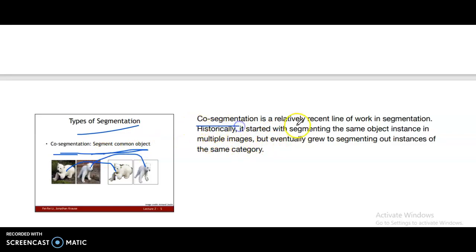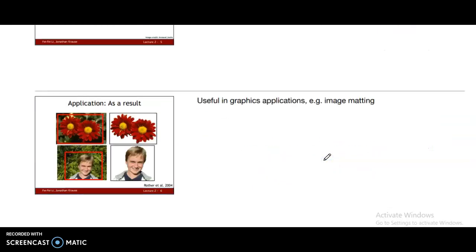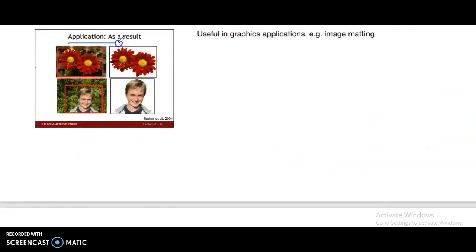Co-segmentation is a relatively recent line of work in segmentation. Historically, it started with segmenting the same object instance in multiple images, but eventually grew to segmenting out instances of the same category. Application: useful in graphics applications and image matching.